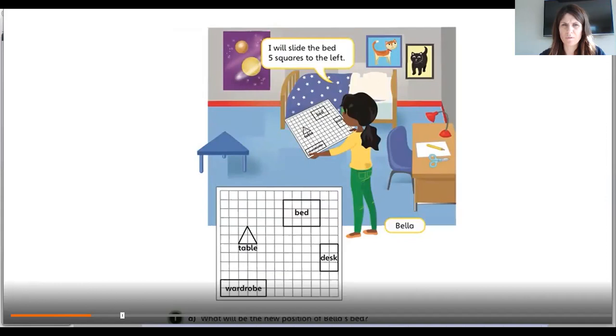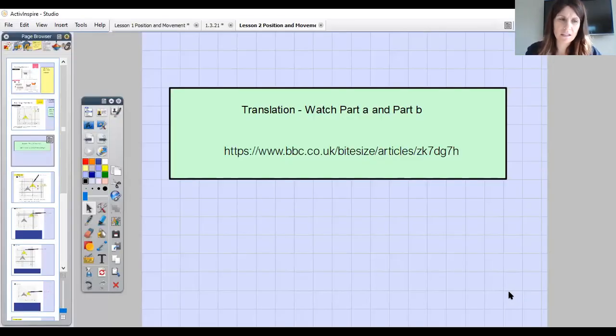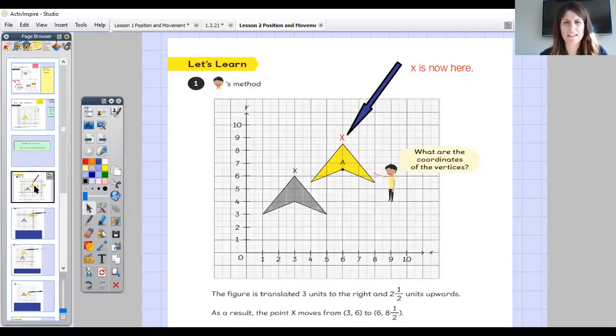Okay, so I'll just pause that and take us back into our slideshow. So you can continue to look at that. If you feel like you might like a little bit more support with translation, watch part A and part B, and that talks you really nicely through how to do it. Okay, so if you've struggled with your in focus, have a look at that and maybe try and go back to your in focus now. Right, let's have a look at it then.